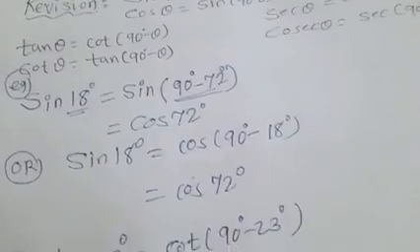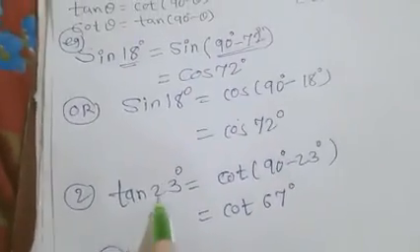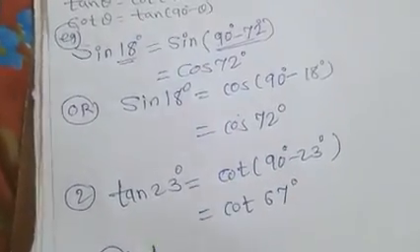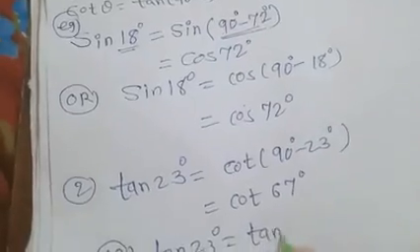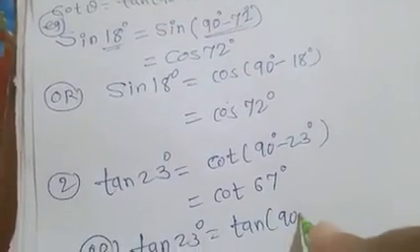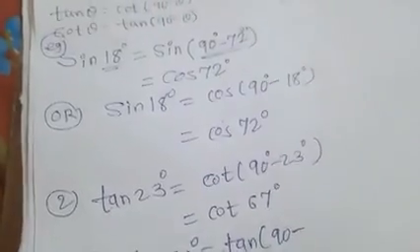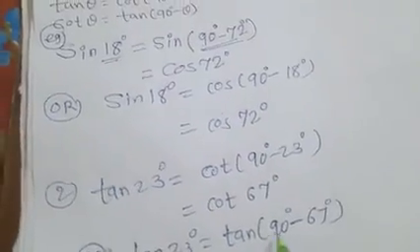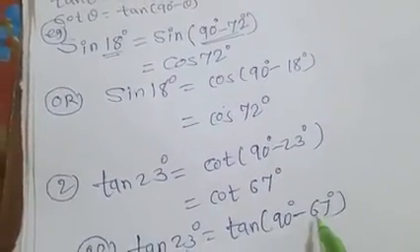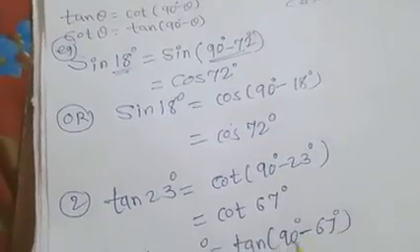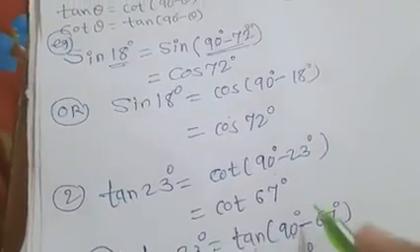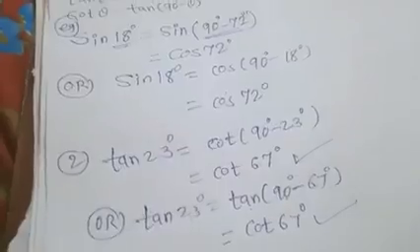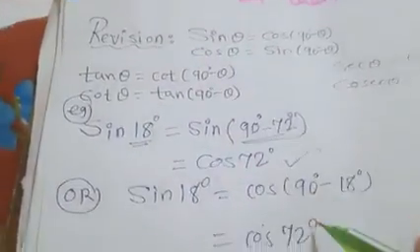Second way, instead of changing tan and cot, we are changing the 23 angle. It is tan 90 minus 67. Why? 23 can be written as 90 minus 67. Then tan 90 minus theta is cot theta. Means by any way you are getting the same answer. By here also same answer.